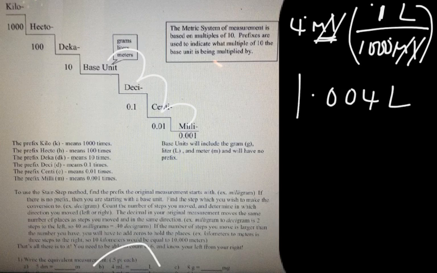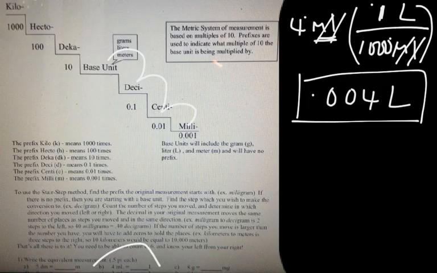So that's using conversion factors to solve these metric system conversions.